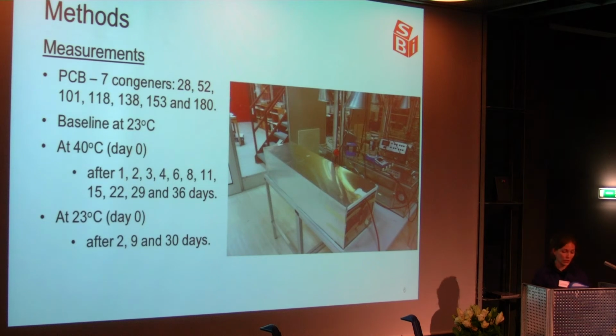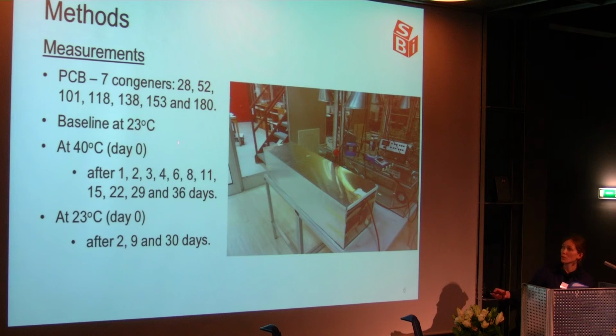We measured the 7 typical PCB congeners: 28, 52, 101, 118, 138, 153, and 180. We measured at baseline, that means at 23 degrees Celsius before we increased the temperature to 40 degrees, and then after we increased the temperature to 40 degrees after 1 day, 2 days, and so on for over a month. After 36 days, the temperature was set back to 23 degrees, and the measurements we took were after 2, 9, and 30 days.